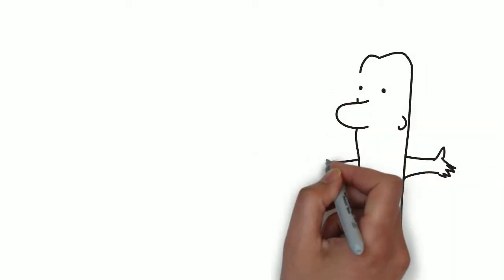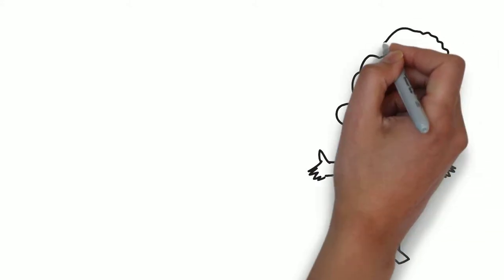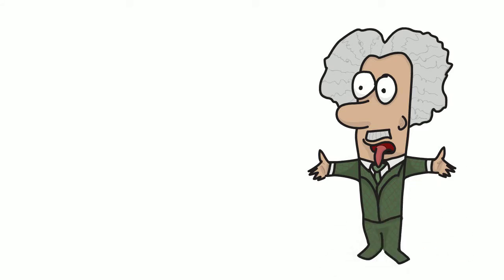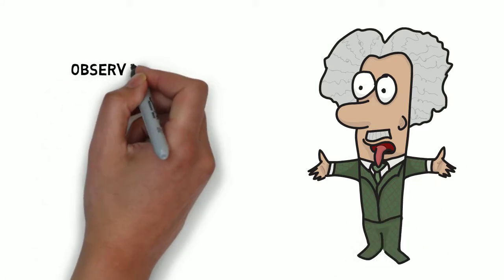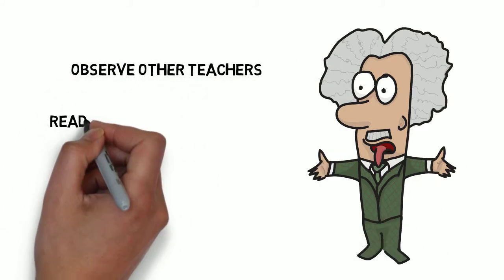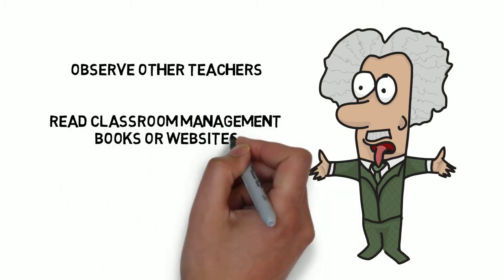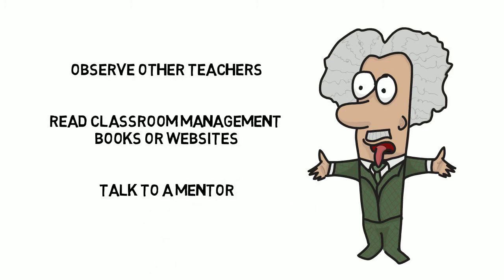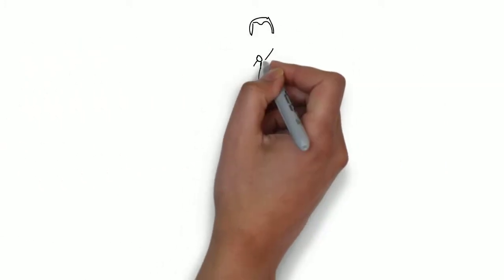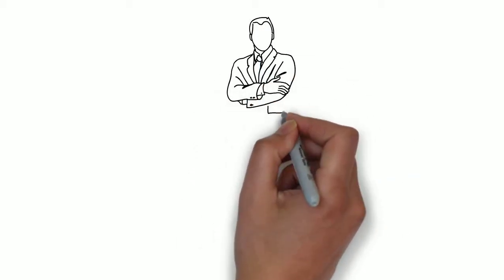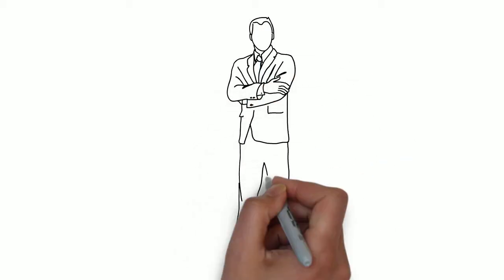Before you hand out a consequence for a student, you should already have an idea of what would be effective. This will sometimes take trial and error and will depend on the age of the student. When brainstorming ideas on how to handle misbehavior, you could observe other teachers, read class management books or websites, or talk to a mentor. Do not go into a situation where you're going to implement a consequence without a plan of action of what that consequence is going to be.